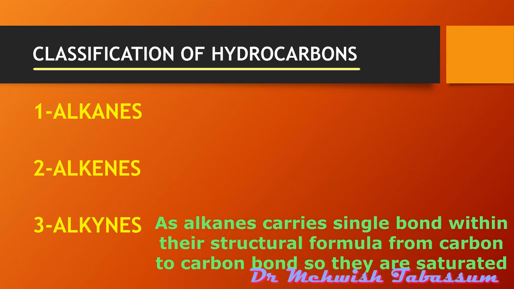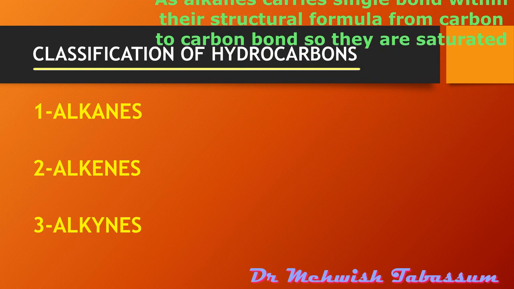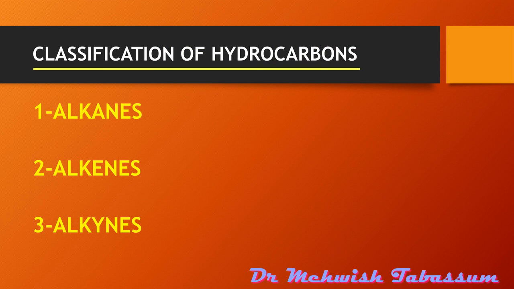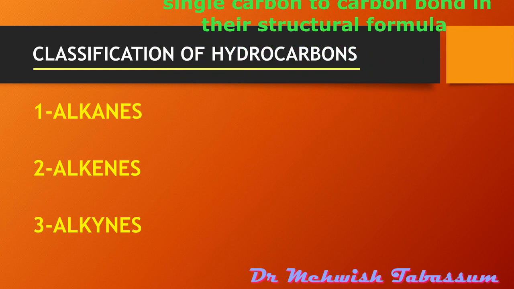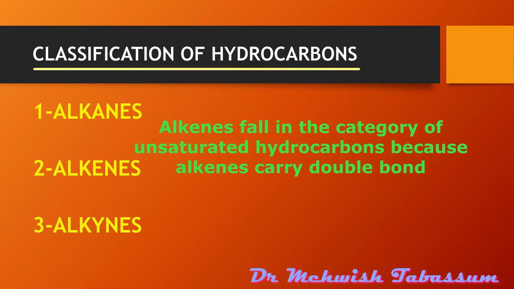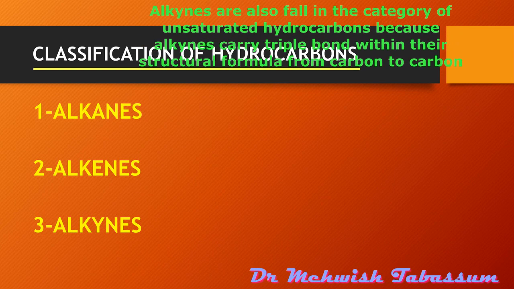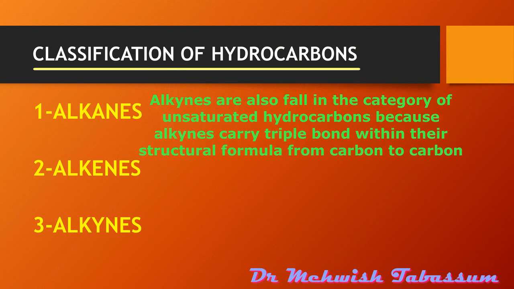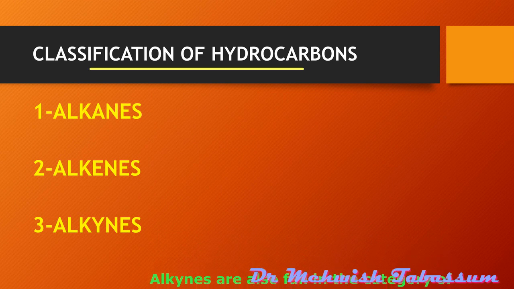As alkanes carry single bond within their structural formula from carbon to carbon, so they are saturated hydrocarbons, while alkenes carry double and alkynes carry triple bond. So what have we learned? Alkanes are saturated hydrocarbons because they have single carbon to carbon bond in their structural formula, while on the other hand alkenes fall in the category of unsaturated hydrocarbons because alkenes carry double bond. Alkynes also fall in the category of unsaturated hydrocarbons because alkynes carry triple bond within their structural formula from carbon to carbon.